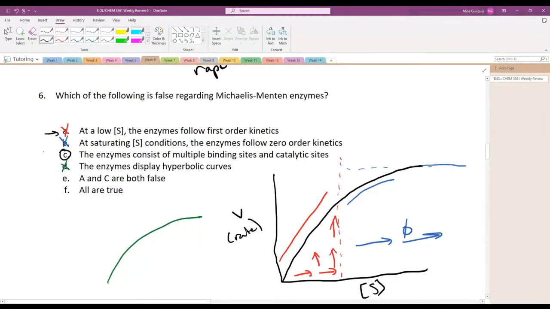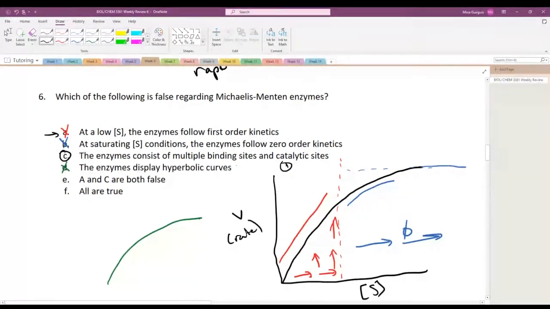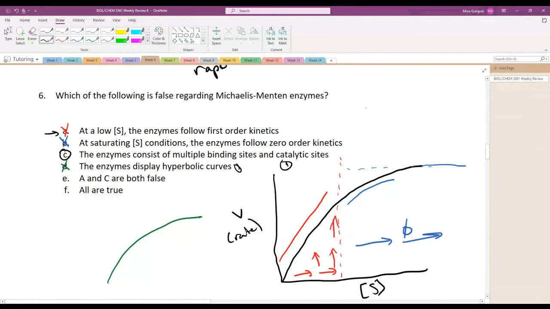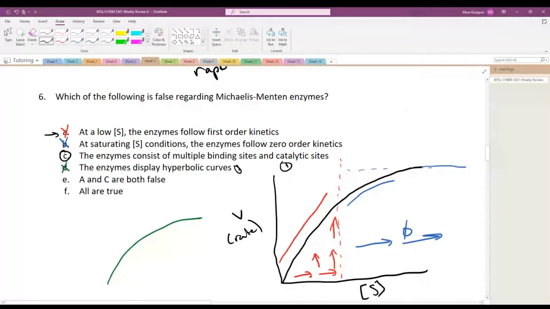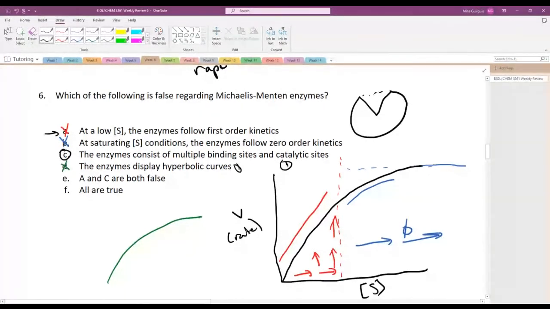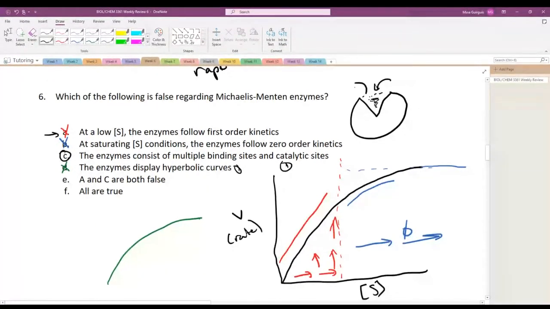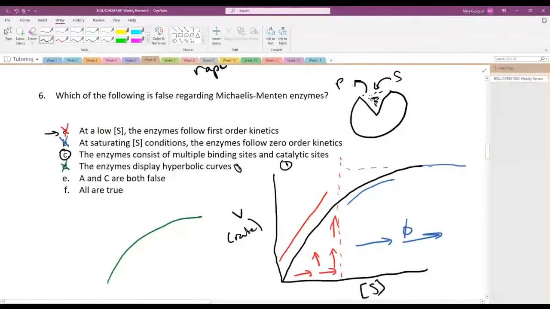Like C is false. And the reason that C is false is because this is just a definition that you have to know. Michaelis-Menten enzymes have one catalytic site. One site. So this is obviously not a real drawing, but this area right here is the one site that substrates can bind, and it's the one site that forms product. That's it. That's just the definition of a Michaelis-Menten enzyme.